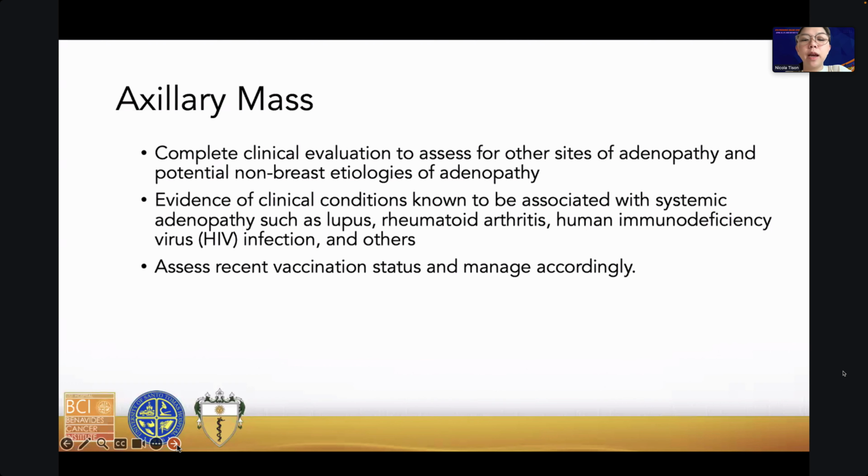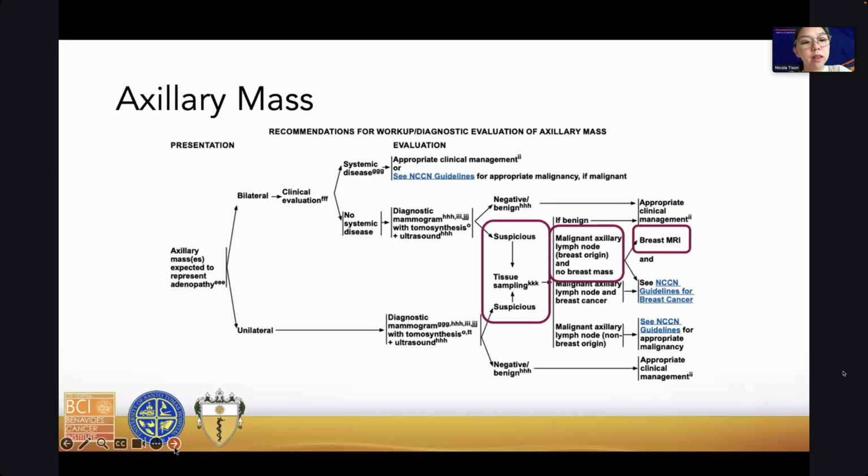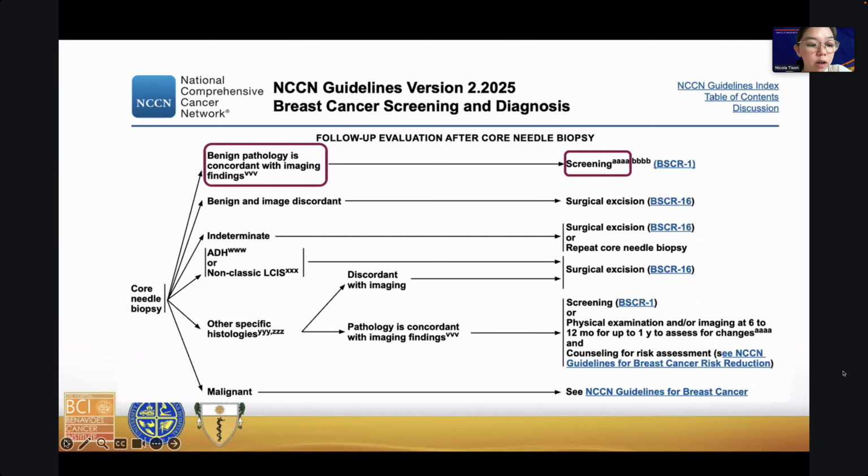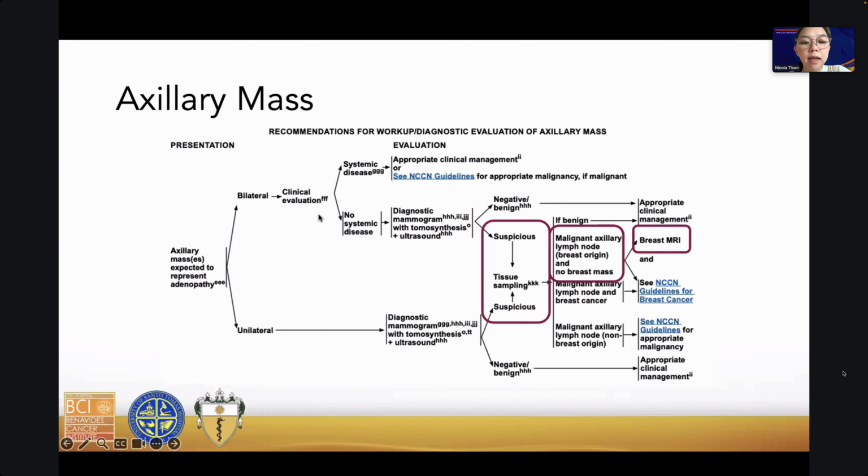Also, since the COVID pandemic, we have increased the number of patients coming in due to palpable adenopathy or suspicious adenopathy seen on imaging. So you ask about vaccination status because a lot of times these are just reactive lymph nodes. So in a patient with an axillary mass expected to represent adenopathy, if it is bilateral, again, we look for systemic disease and manage as necessary. If no other systemic disease, or if it is unilateral, then we do diagnostic mammo and breast ultrasound. Any suspicious findings warrants a tissue diagnosis or a core needle biopsy.